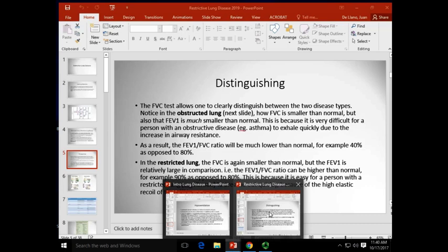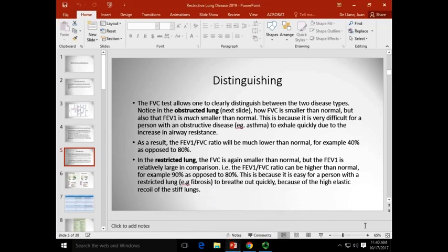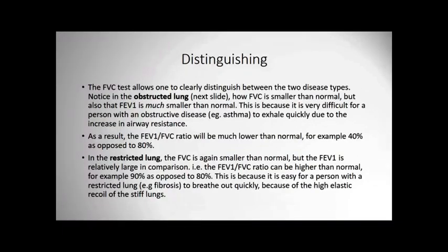It is important to distinguish between the two conditions. In obstructive lung disease, we are going to see that the forced vital capacity, the amount of air that people can forcefully exhale, is going to be smaller than normal. But also, they are going to have a forced expiratory volume in 1 second that is much smaller than normal. Smaller forced vital capacity, but a much smaller FEV1.